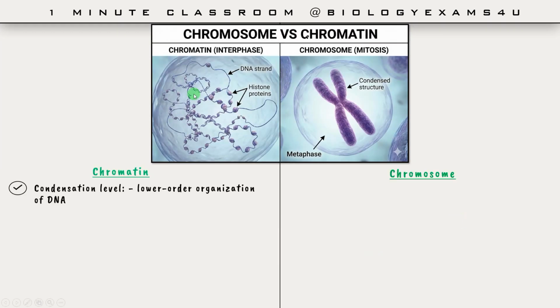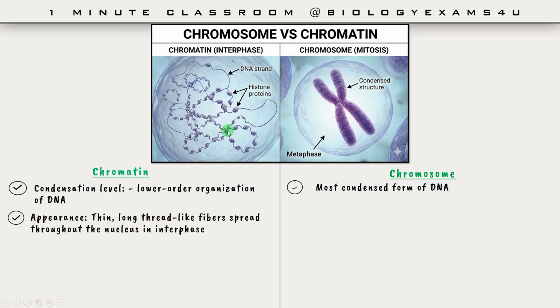Now let us see the difference. Chromatin is a lower order of organization of DNA as far as condensation is concerned, whereas chromosome is the most condensed form of DNA, especially the metaphase chromosome. Chromatin appears as thin, long thread-like fibers, often called chromatin reticulum, spread throughout the nucleus during the interphase stage, whereas chromosomes are thick, distinct rod-shaped structures that are seen under microscope during mitosis or meiosis.